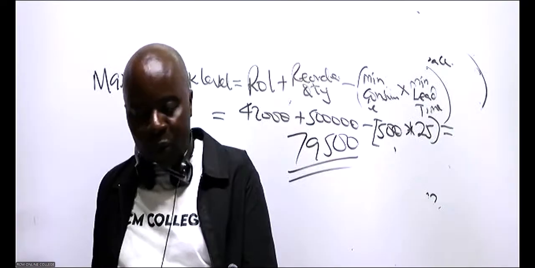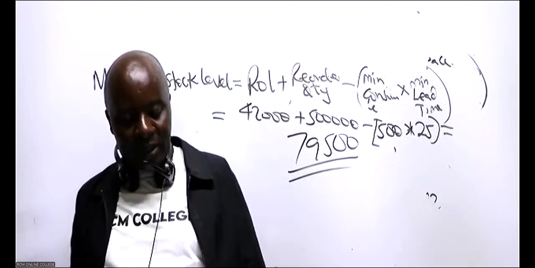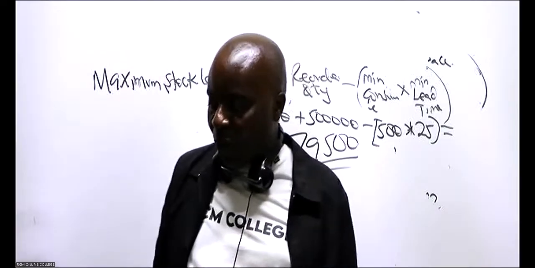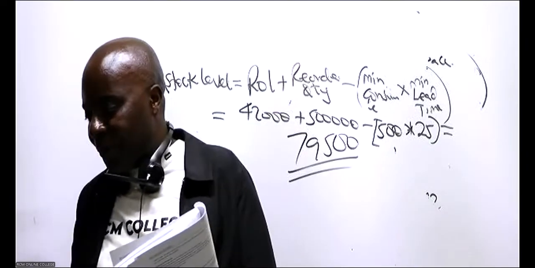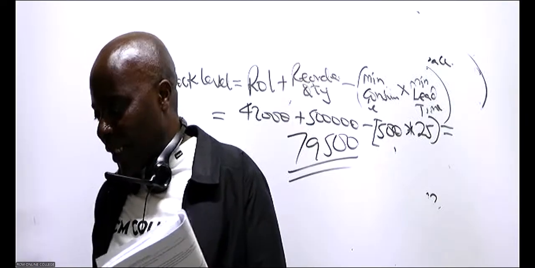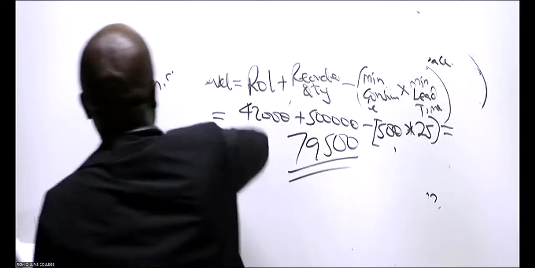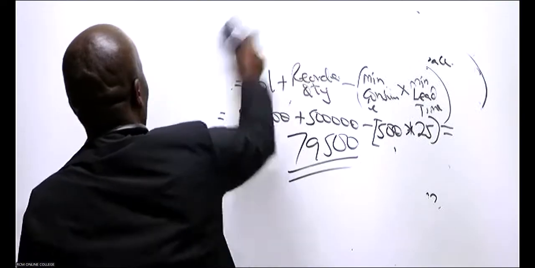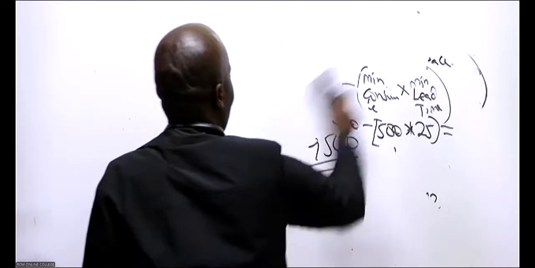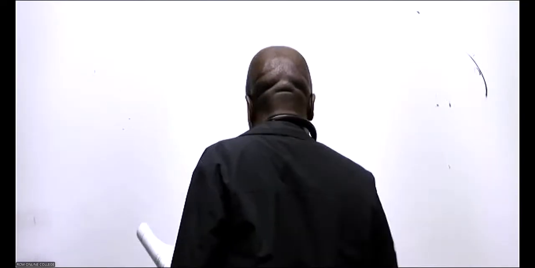The next one, they are calling it what here? Minimum stock level. So for minimum stock level, what do we do? We roll with the miniskirt, isn't it? We roll with the miniskirt. But the moment we do that, we become average, isn't it?